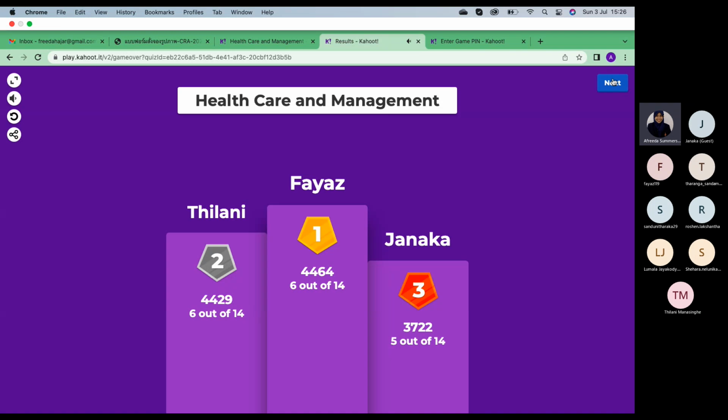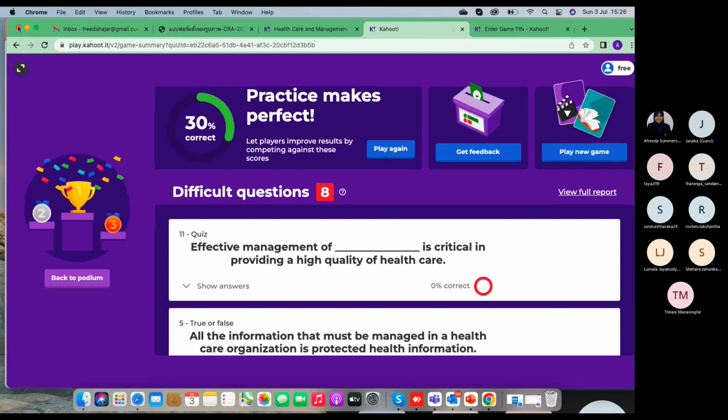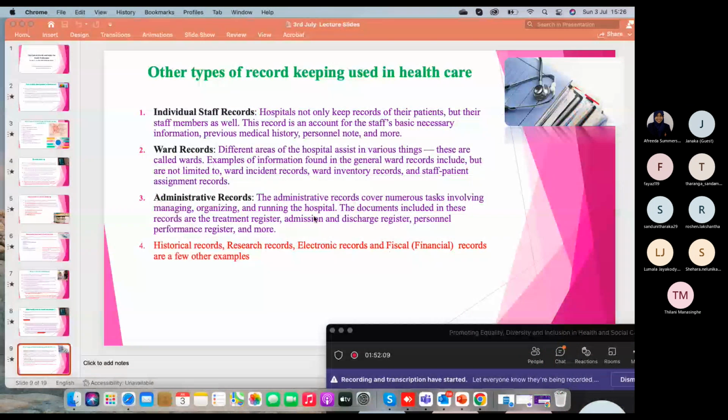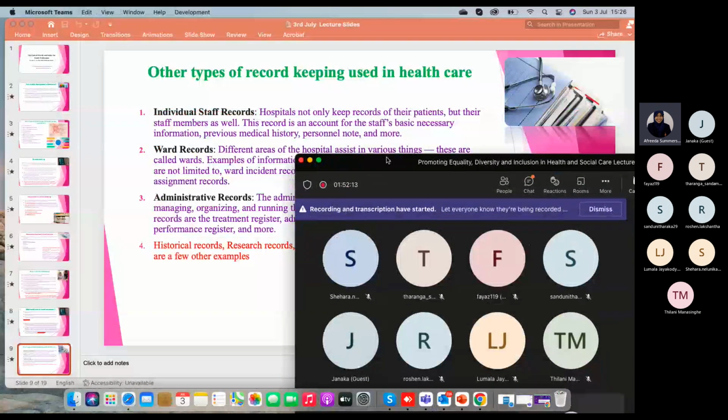So finally, the third attempt became successful. I was very happy the quiz turned out well. What about the other students? I didn't hear anything. Only 5 participated. Is there anybody else who has gone off from the lesson? I didn't hear anything from Lumala, Roshan. Physically, they are somewhere, I guess.